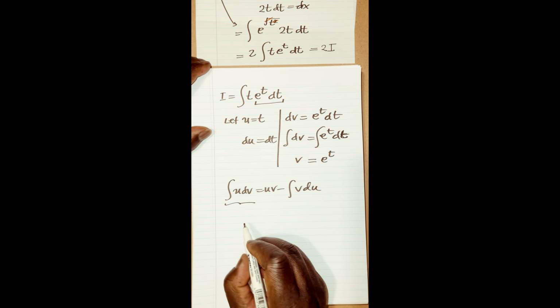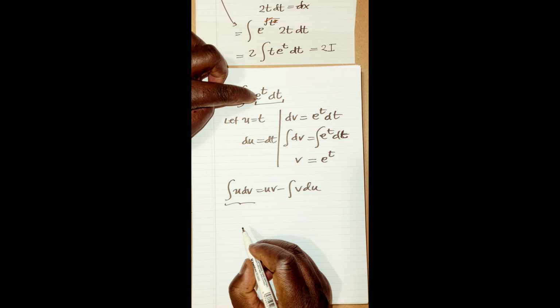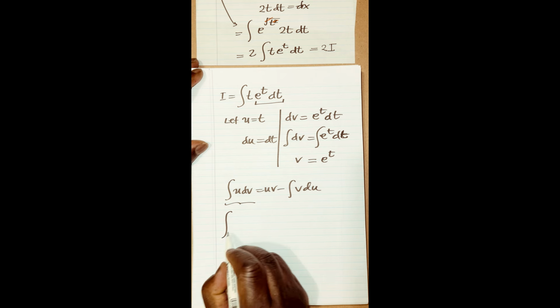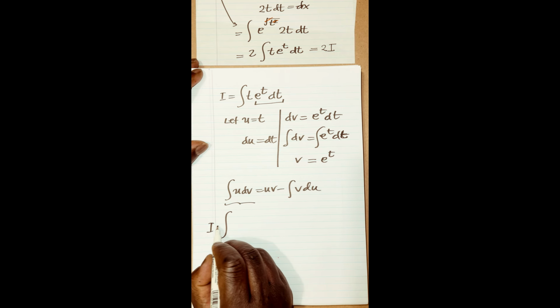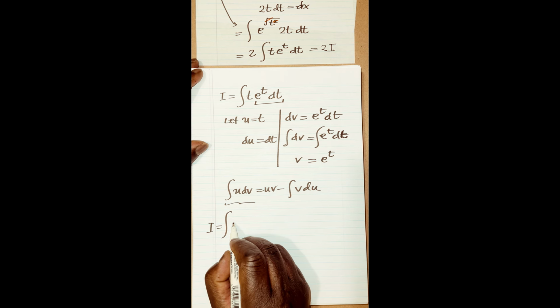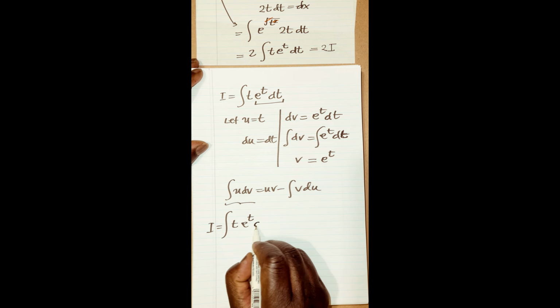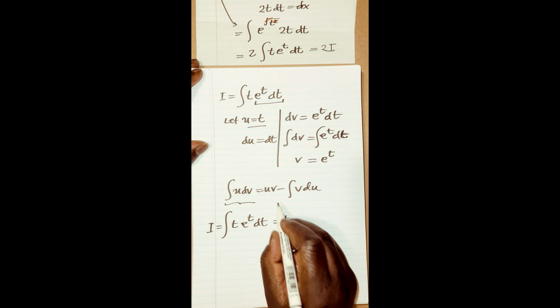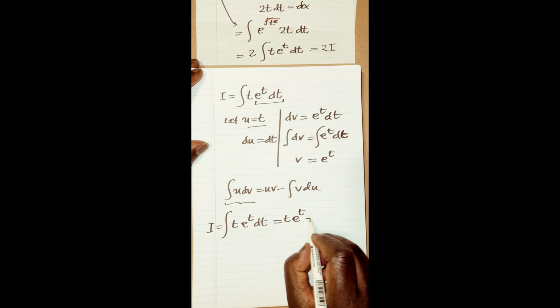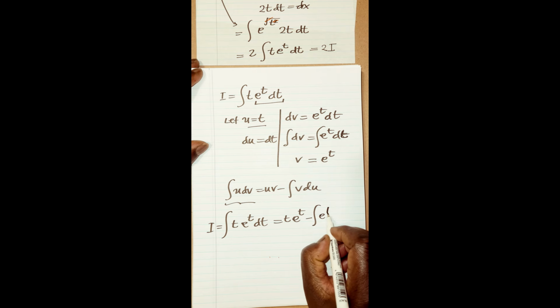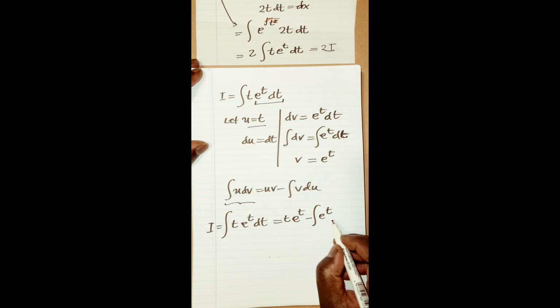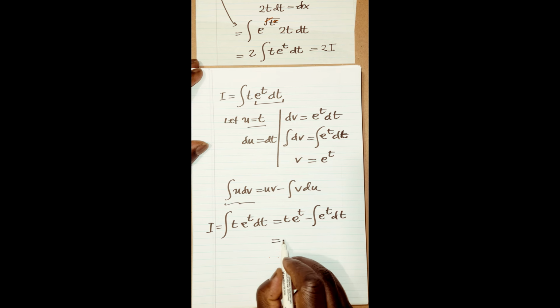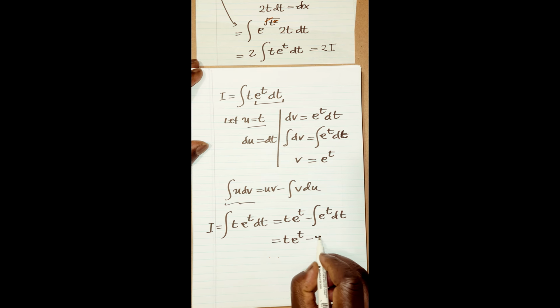Now notice this part here is just the integral of t e to the power t dt, which is our I. So I is equal to uv. What is u? u is t. What is v? v is e to the power t, minus the integral of v, which is e to the power t, du, and du equals dt, as you can see. And yes, this is t e to the power t minus e to the power t, plus c, because we're dealing with an indefinite integral here.